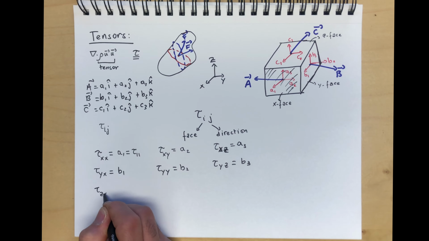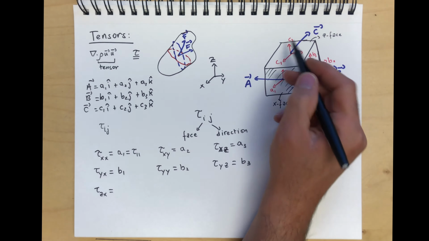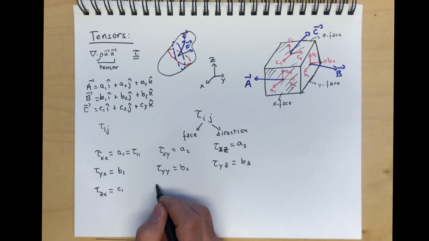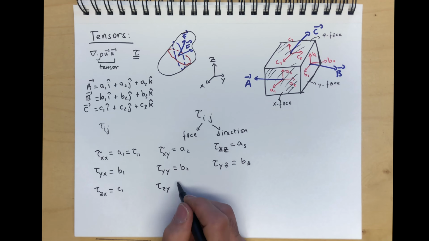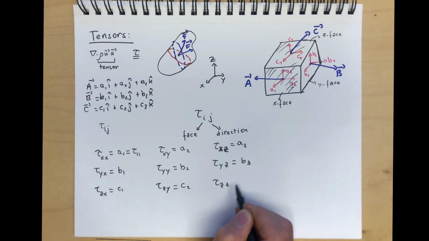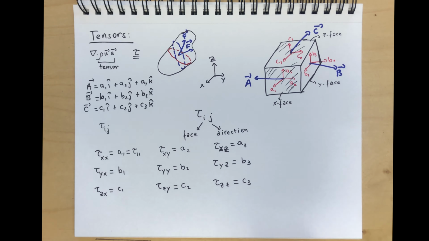Finally, tau zx is the component on a z face, okay, in the x direction, so that's c1. Tau zy, component on a z face in the y direction, that will give us c2. And tau zz on a z face in the z direction, that gives us c3.